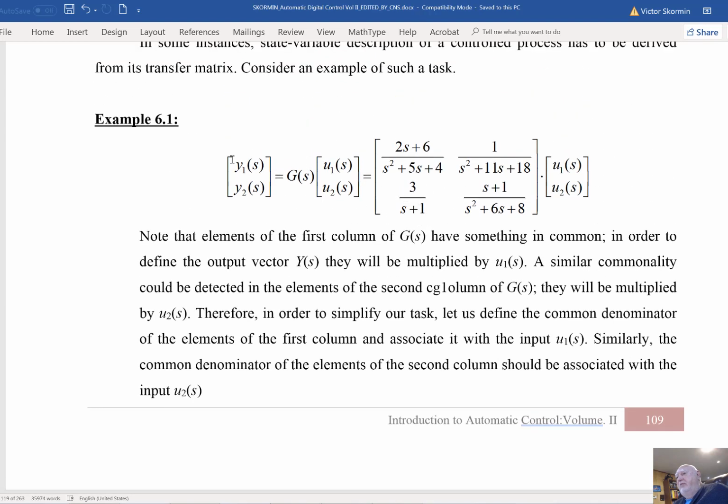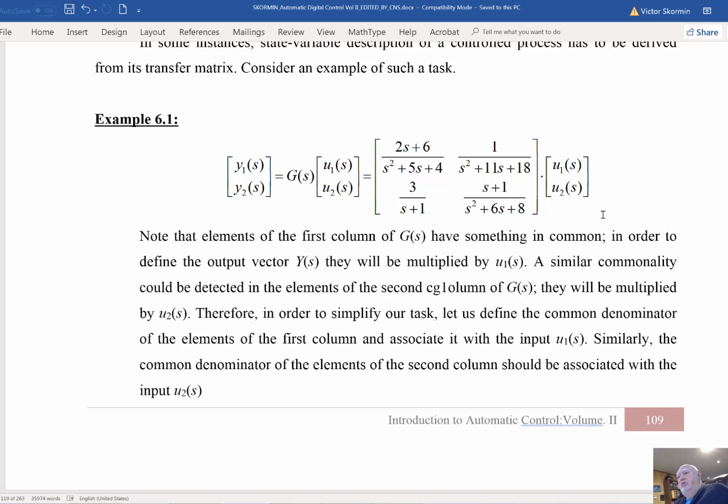So, how to obtain the effect on Y1? Y1 of s in the Laplace domain would be defined as this transfer function, G11, times the input number 1, plus transfer function G12 multiplied by the input number 2. And Y2 of s will be defined as transfer function G21 times U1 plus transfer function G22 times the input U2. So this is easy.